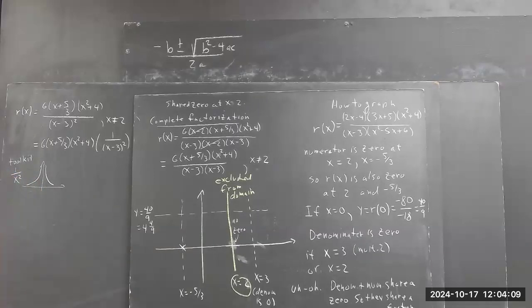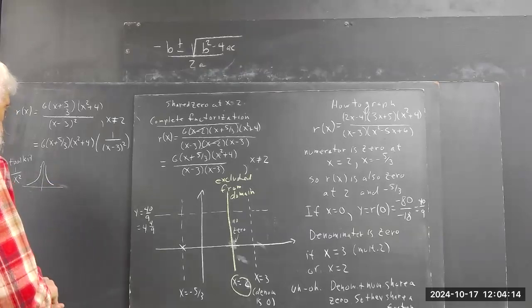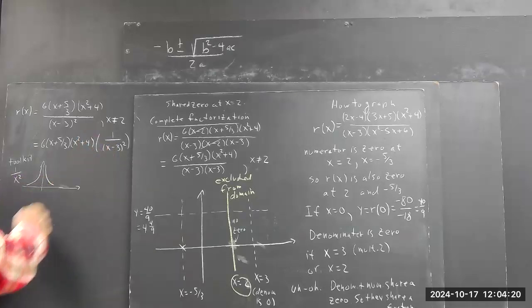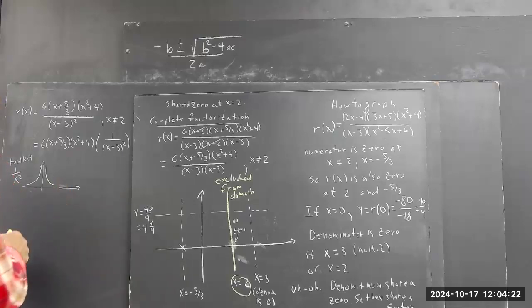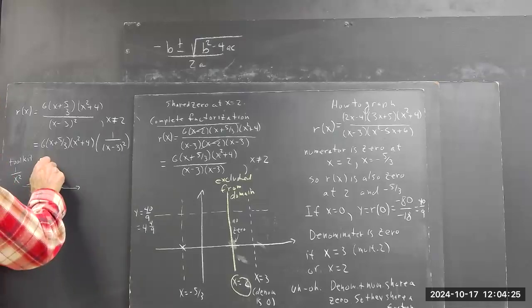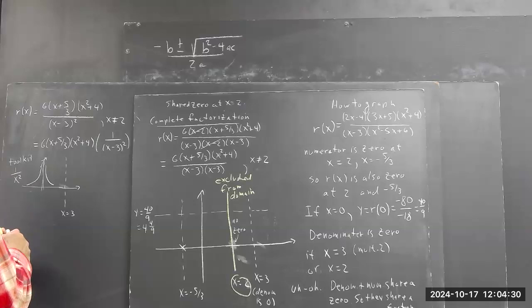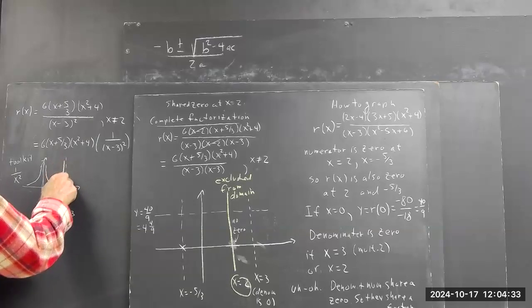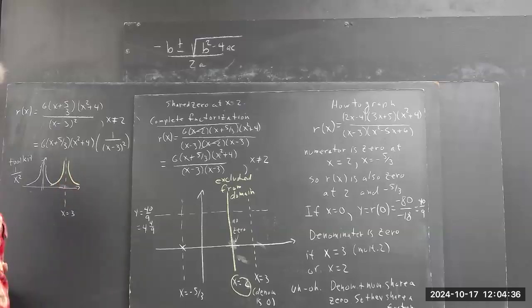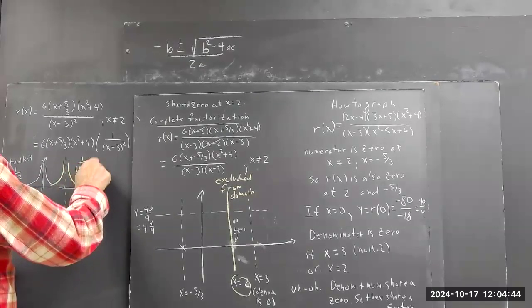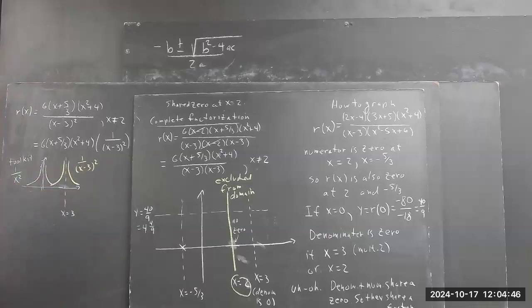Here's your toolkit 1 over x squared. Okay. So your toolkit 1 over x minus 3 squared is shifted 3 units to the right. This is the y-axis. So there has a line x equals 3 here. And we just shift the thing to the right. And that's a graph of one over x minus 3 quantity squared.